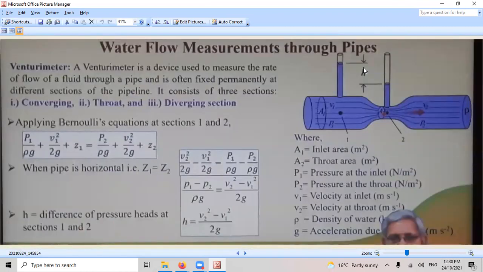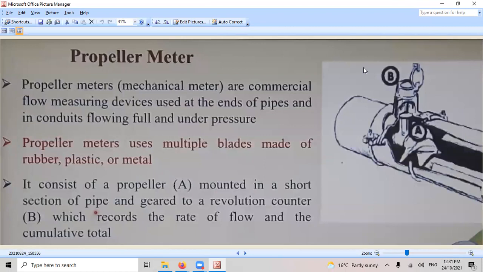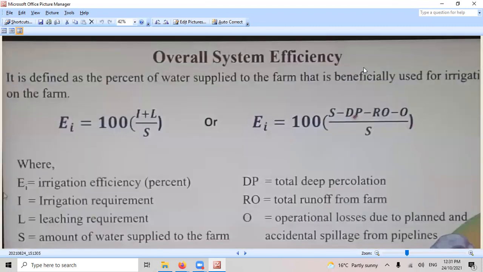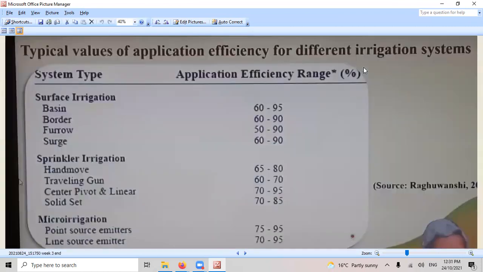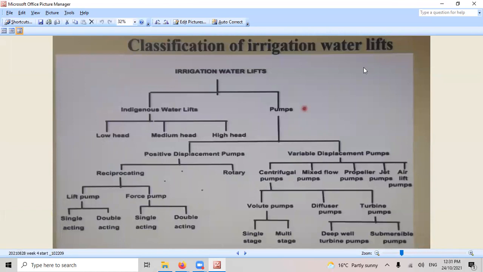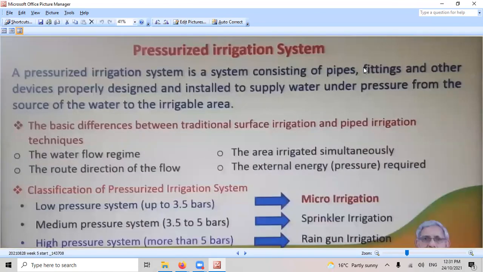We've got 10 minutes left. Water flow measurements through the venturi. Orifice meter, ouch. Power irrigation system. Yep. It's a pretty good flow chart. Look at that, it shows you what you've got, what you can use, what will be the outcome. Pump horsepower, how to work it out.